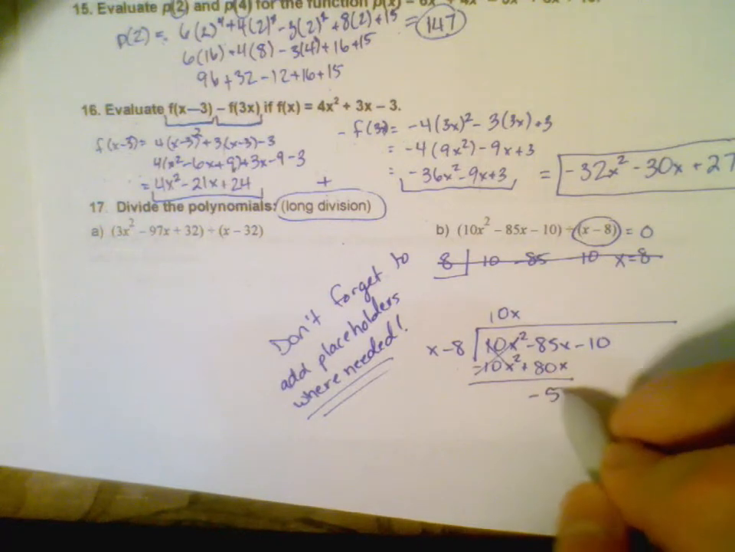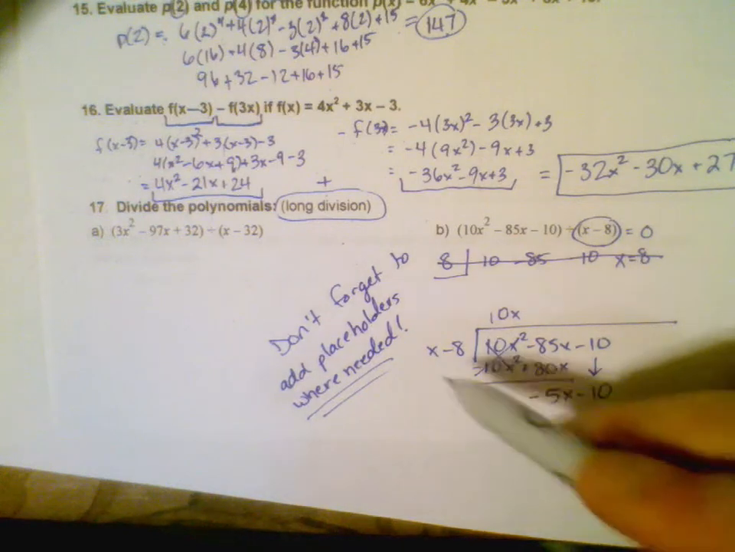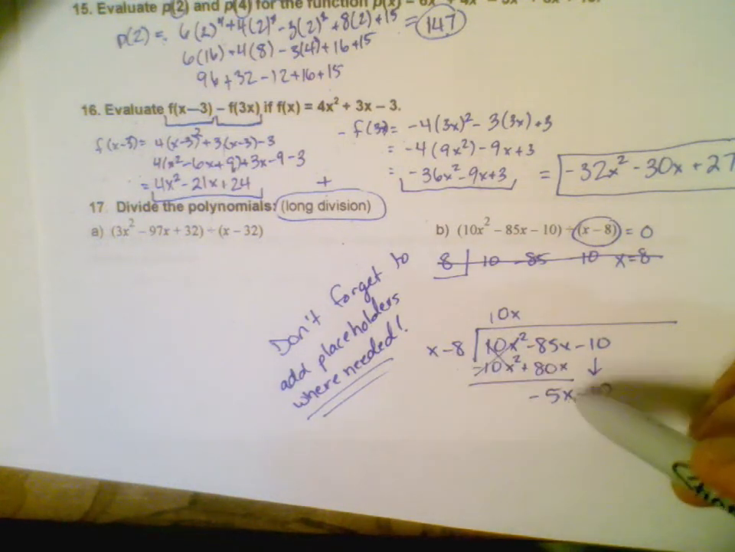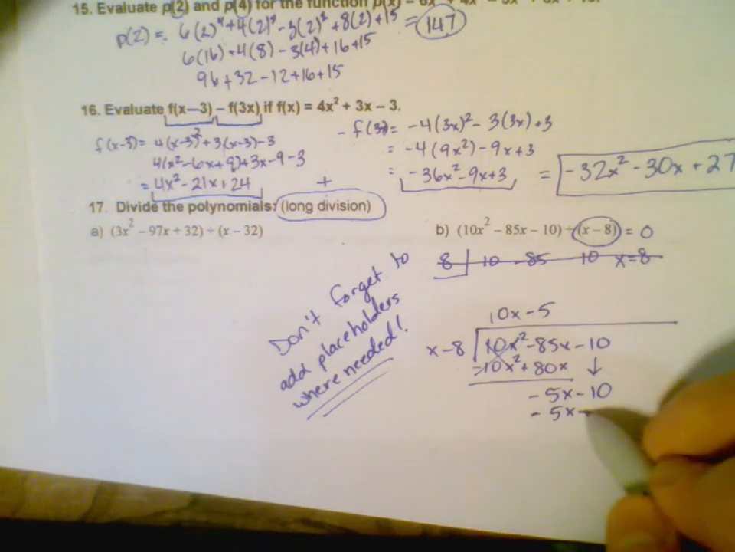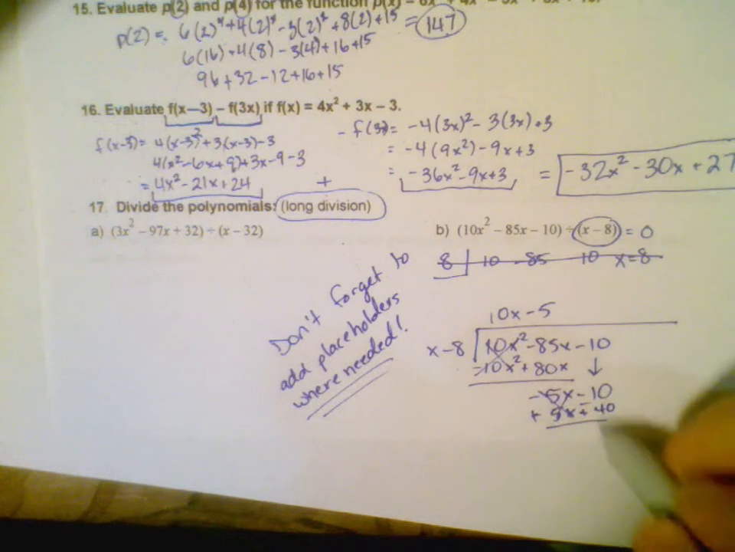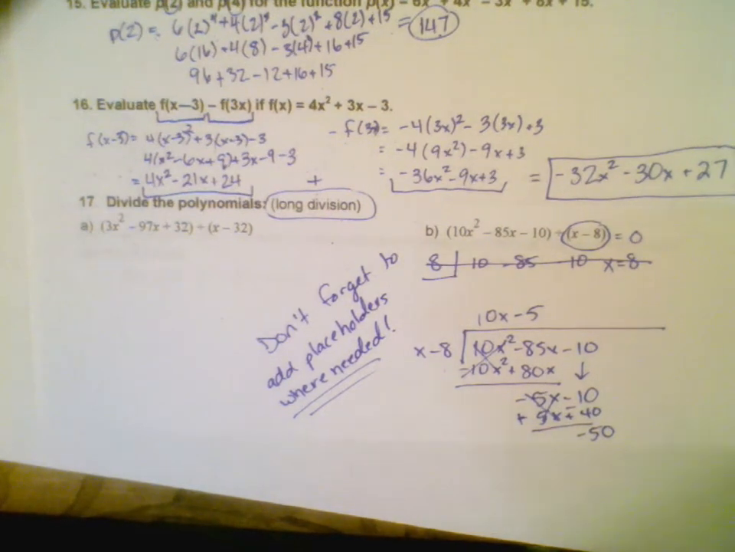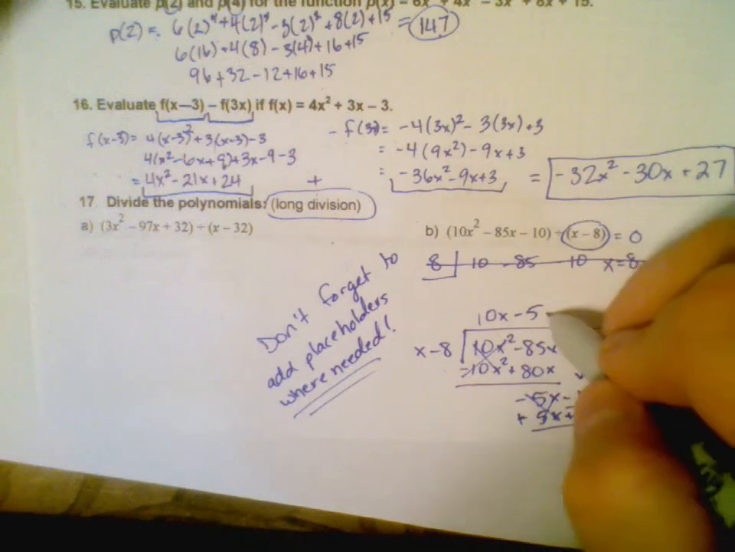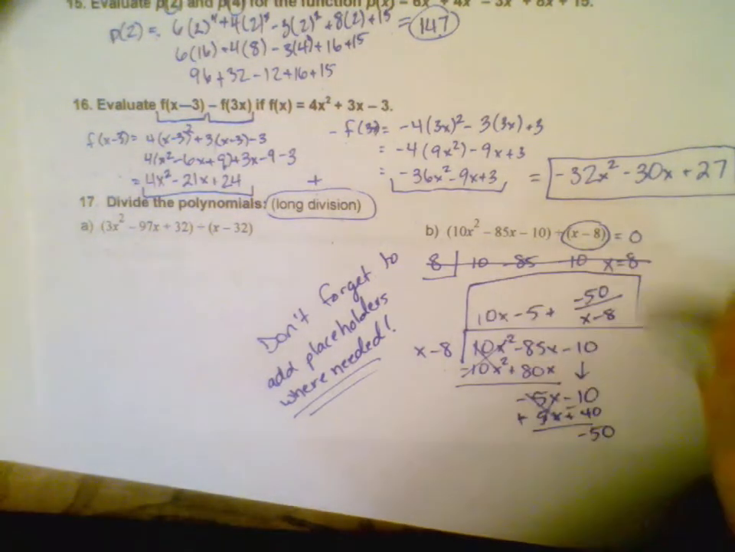So then we have a negative 5x minus 10 for our next one, because we have to bring that 10 down. So what can I multiply x by to make it match a negative 5x? So that would be a negative 5. So then I multiply it through, negative 5x plus 40. Change my signs, and then those cancel. I have a negative 50 as the remainder. So remember, if we have a remainder, like this, we say plus my remainder, which is negative 50, over what I divided by. So that is your answer.